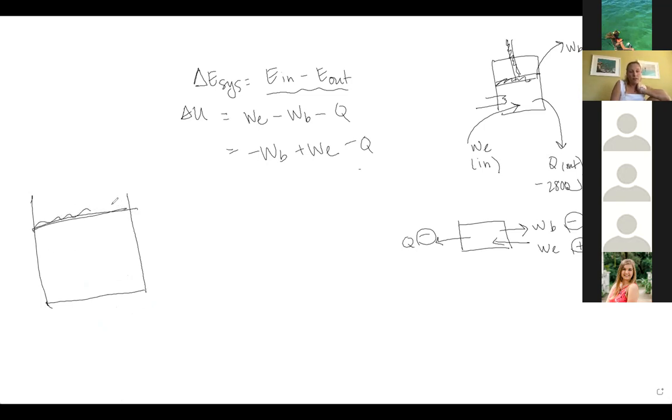Yeah, so when we have this initial piston problem here, in the first problem statement, our heat leaving is joules. And then in the problem statement, a heat loss of 2,800 joules occurs during the process.